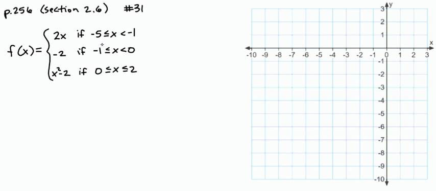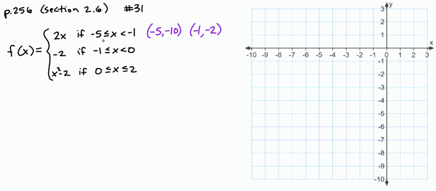Starting with the top, let's plug negative 5 in. So negative 5 times 2 is negative 10. That gives us a starting point. And then let's plug negative 1 in. Negative 1 times 2 is negative 2. So that's an ending point.